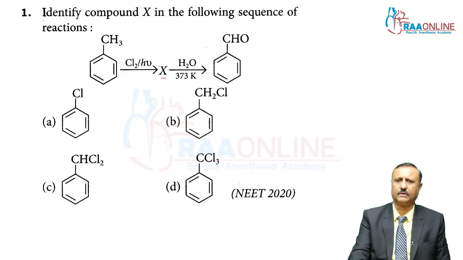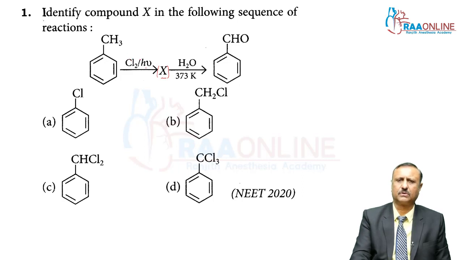Here you identify this X compound, which is the intermediate in this reaction, because in this sequence toluene reacts with chlorine in presence of H nu to give the intermediate, and this intermediate reacts with water at 373 Kelvin and you get this benzaldehyde compound. Now my dear students, what is the intermediate? Here you can see H nu, and in presence of H nu chlorine replaces hydrogen atoms, and only 2 hydrogen atoms are replaced by chlorine atoms.